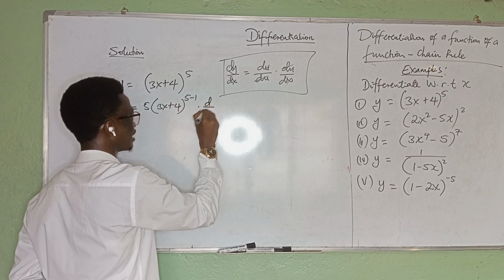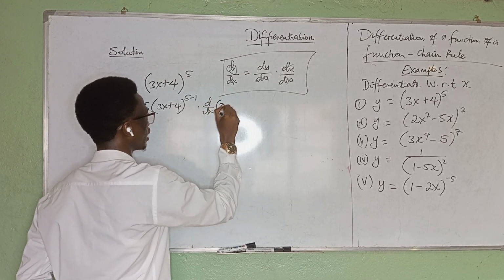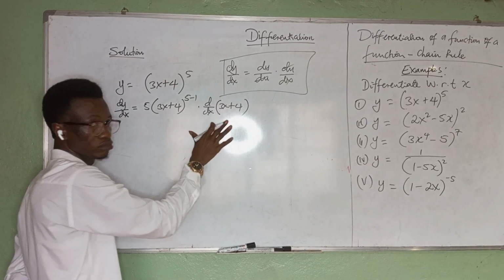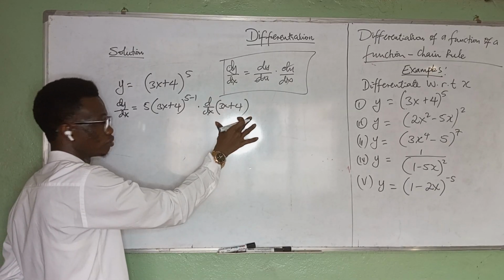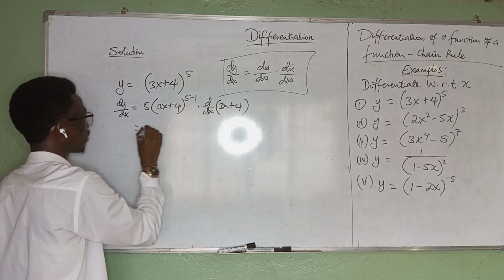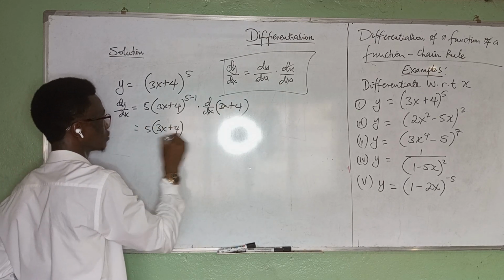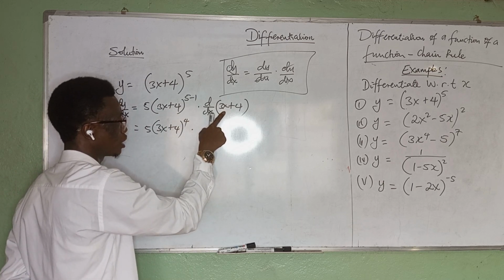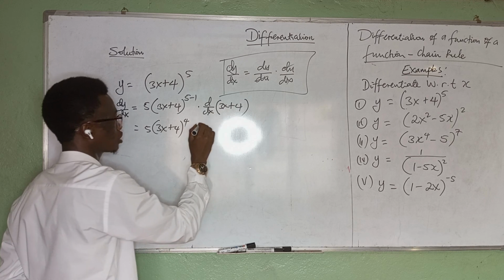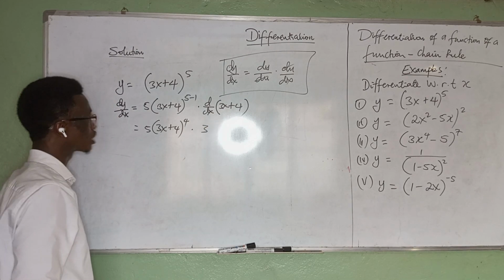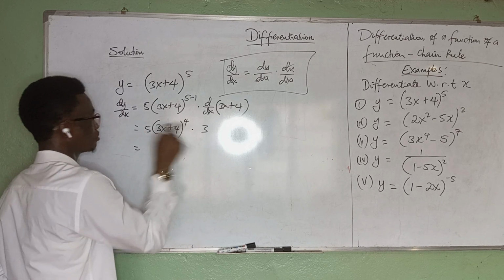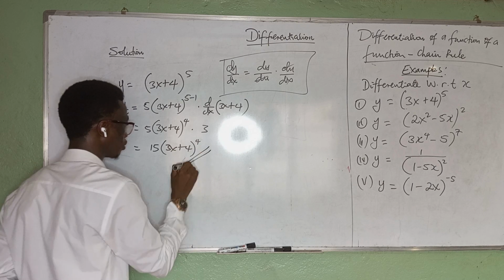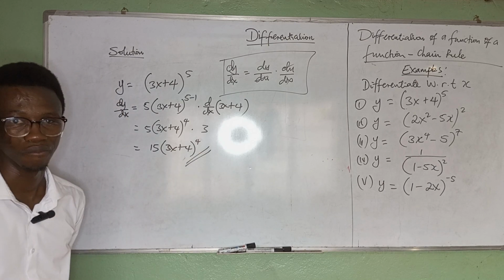So the differential d by dx of what? 3x + 4. Now I have not differentiated this one, I just put it exactly how you should differentiate. So now this is going to be 5 into (3x + 4) all raised to the power 4 multiplied by, if you differentiate what's inside the bracket, you have 3. So now you multiply 5 times this, which gives you 15 into (3x + 4) all raised to the power 4, which is your answer.